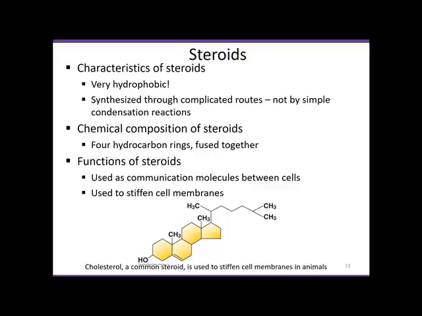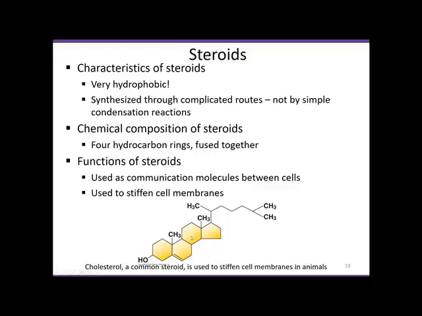And steroids are made in really complicated routes, not through that simple dehydration, condensation, hydrolysis, whatever. These take time and energy to make. When we look at a steroid, almost all of them will have these 4 hydrocarbon rings, made of carbon and hydrogen.